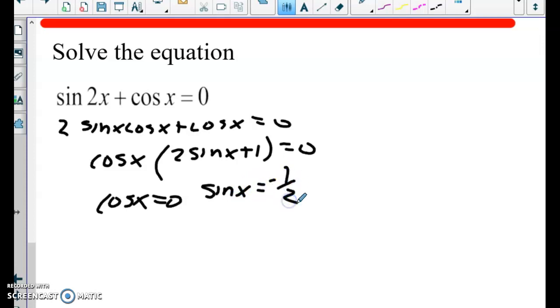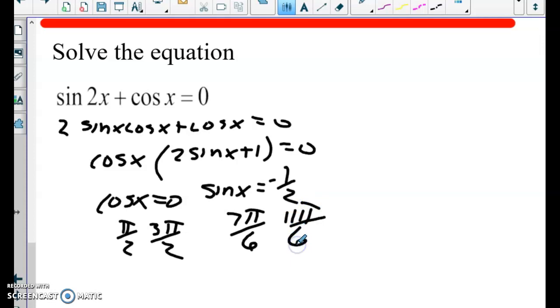to negative 1/2. We know that the cosine, which is the x values, are equal to 0 at pi over 2 and 3 pi over 2. And we know that the sine of x, which is the y value, is equal to negative 1/2 at 7 pi over 6 and 11 pi over 6.